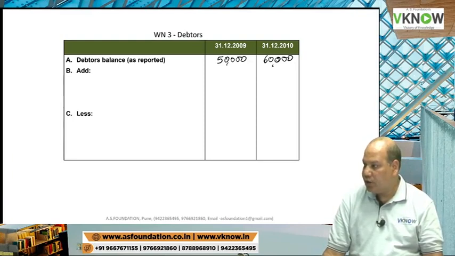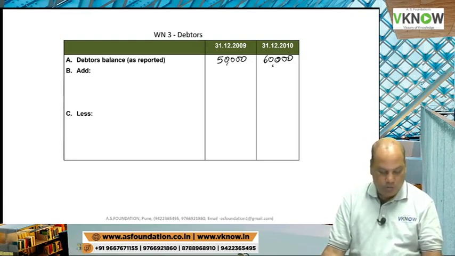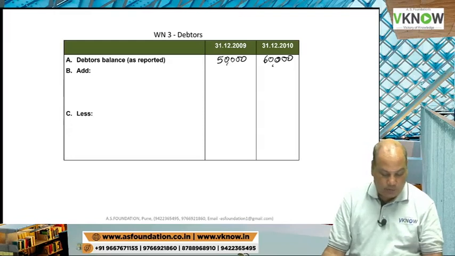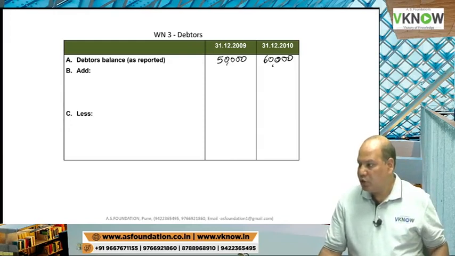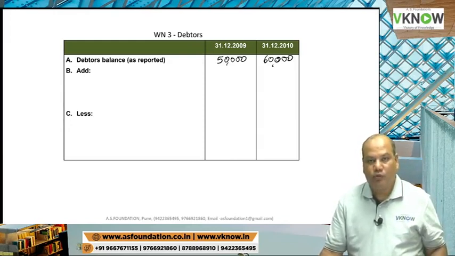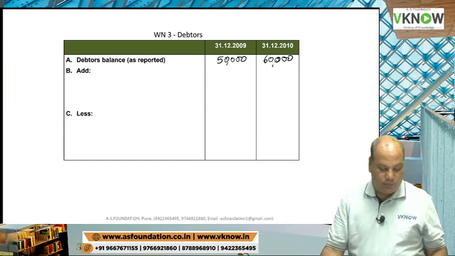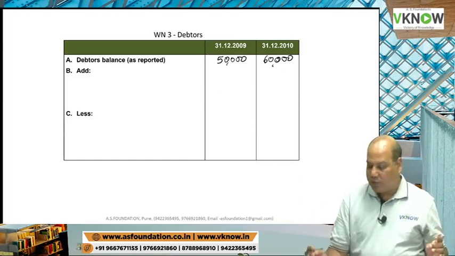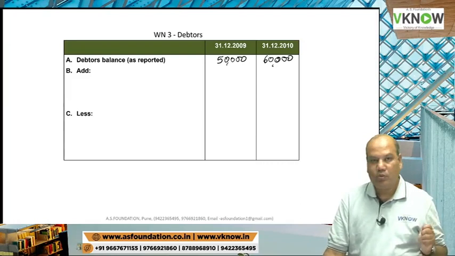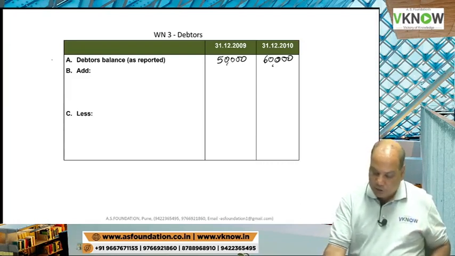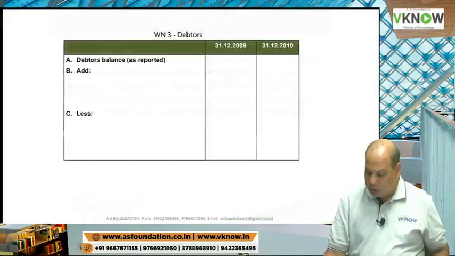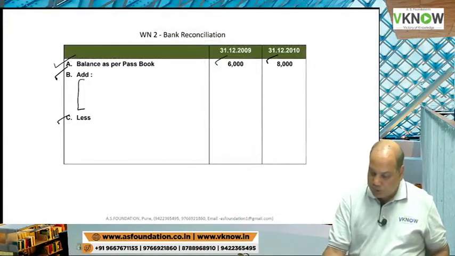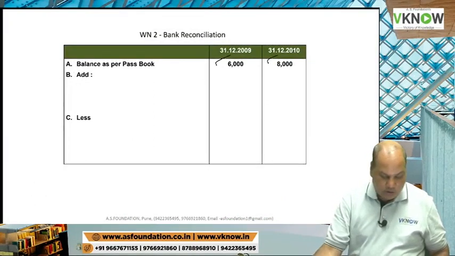This is your format. Any query now? If you write in detail, you'll get full marks. If you write half, you'll get half marks. Equation is simple. Full is to full, half is to half. Impress the examiner with the help of working notes drawn correctly. So in working note 3, first point write down debtors balance 50,000, 60,000. In working note number 2, bank reconciliation, balance as per passbook 6,000 and 8,000.